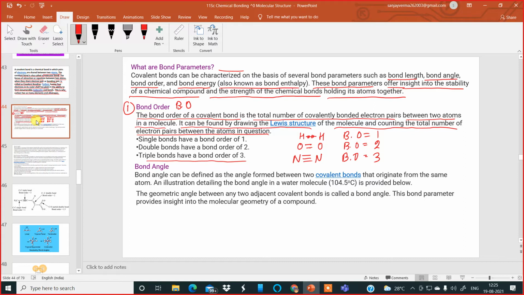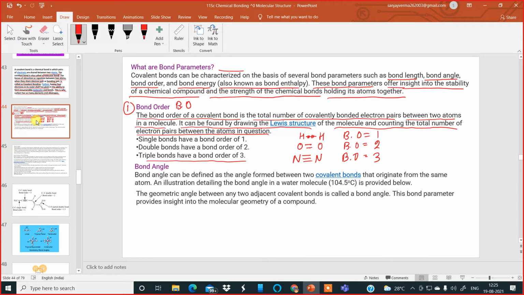So did you understand bond order, the first parameter? Hello, can you hear me? Did you understand bond order?